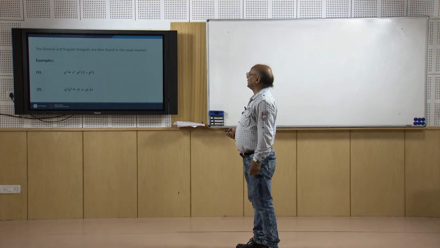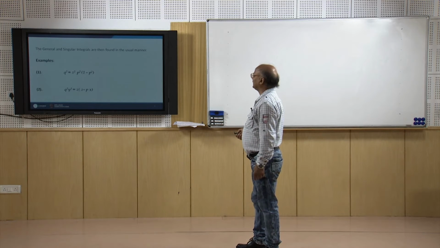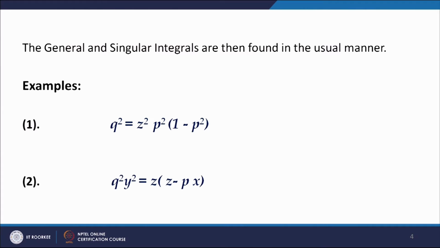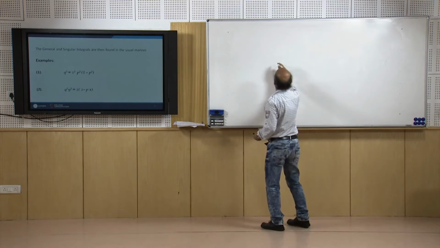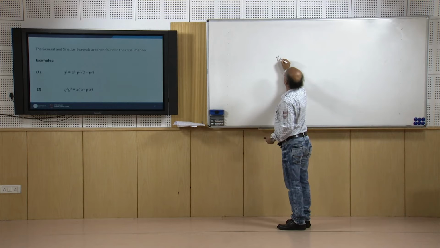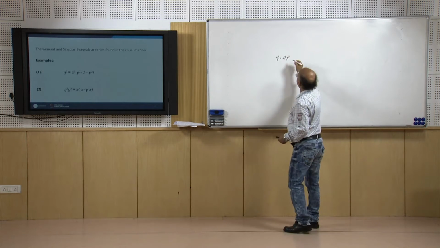Let us take the nonlinear equation q^2 = z^2 p^2 (1 - p^2). So this is a differential equation of type 2, because here you can see we have only the partial derivatives p and q and the dependent variable z. So let us see how we solve this equation. So q^2 is equal to z^2 p^2 (1 - p^2).